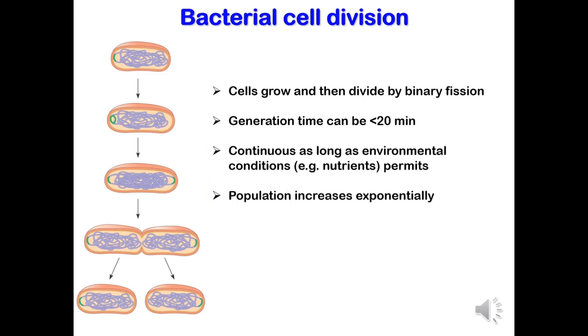So the next part of the lecture will look at the phases of bacterial growth. But before we look at this in more detail, we will revisit how bacteria divide and reproduce. So we have discussed previously how most bacteria divide by binary fission. And this is a continuous process as long as the environment permits. For example, they don't run out of nutrients. And the time taken for bacteria to double is called generation time.